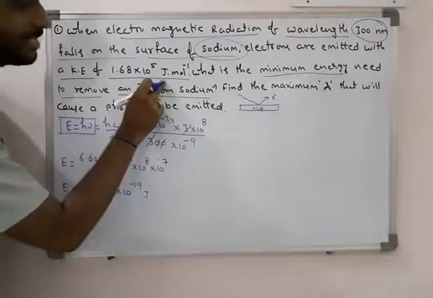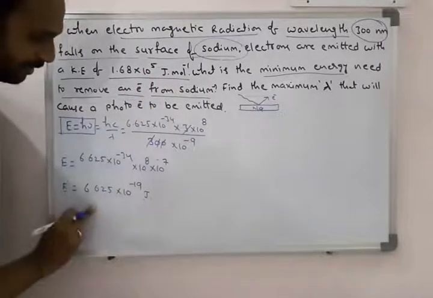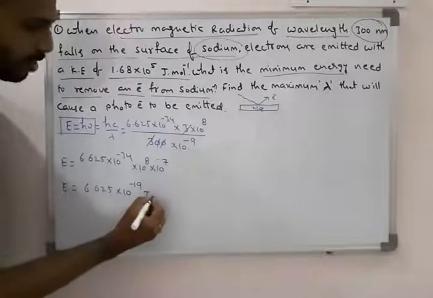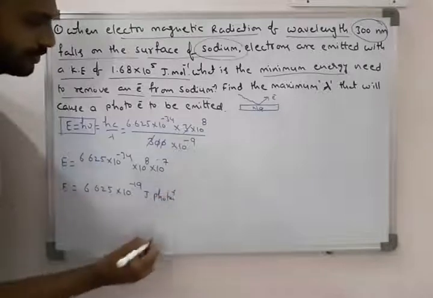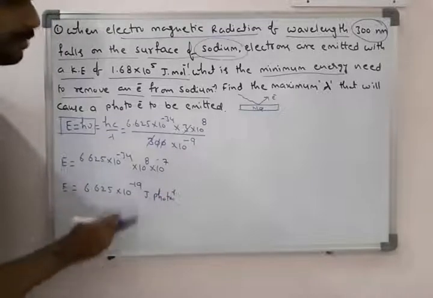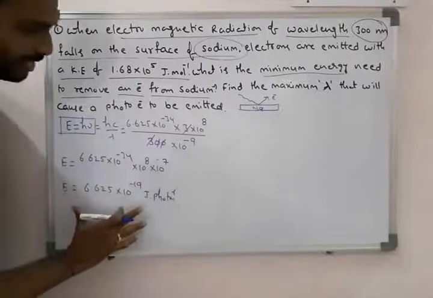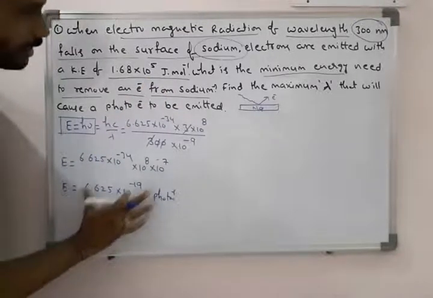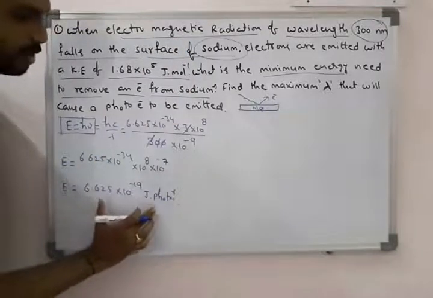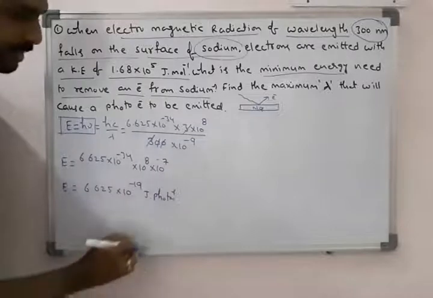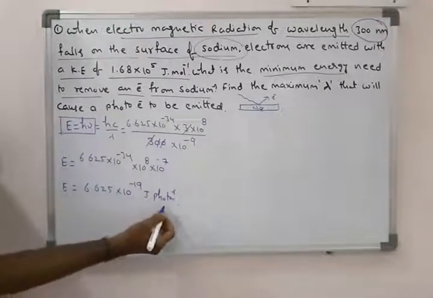But the kinetic energy of electrons is given in joules per mole. But here we calculated the energy in joules per photon, that is one photon's energy. To compare with the kinetic energy of one mole of electrons, the energy of this electromagnetic radiation must also be in joules per mole. We need to calculate it for 1 mole of photons. So this is the energy for one photon.